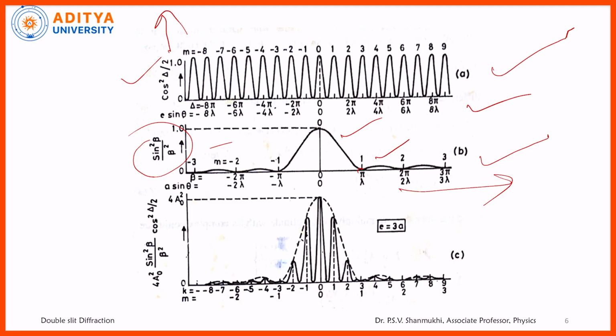And when minimum and minimum superimpose, minimum is darkness. When the minimum of interference and the minimum of diffraction superimpose, we get minimum only, darkness only in the resultant graph I am talking about. So, when a maximum and a minimum superimpose, what happens? A little bit of maximum we observe.